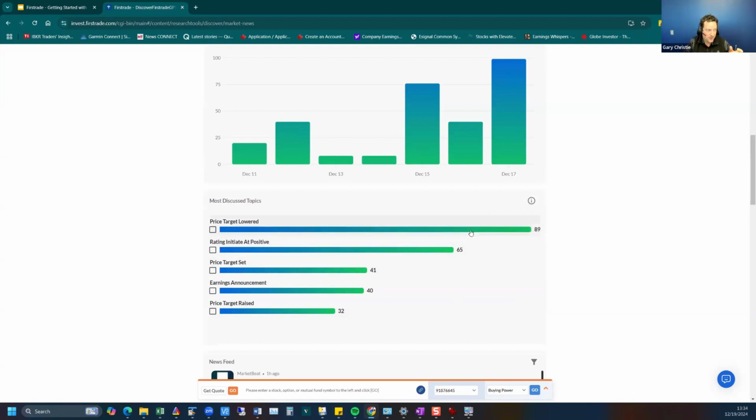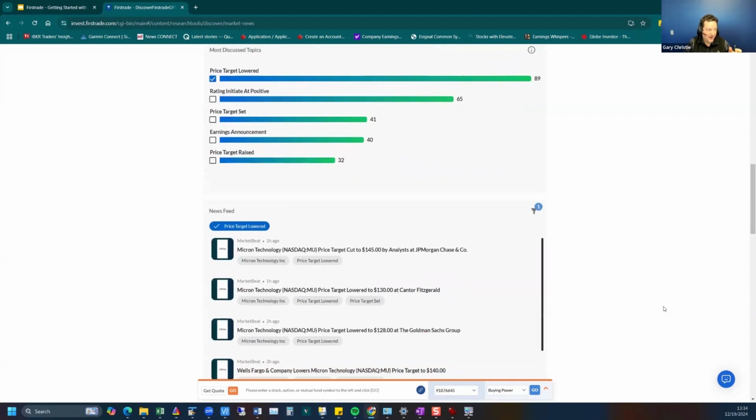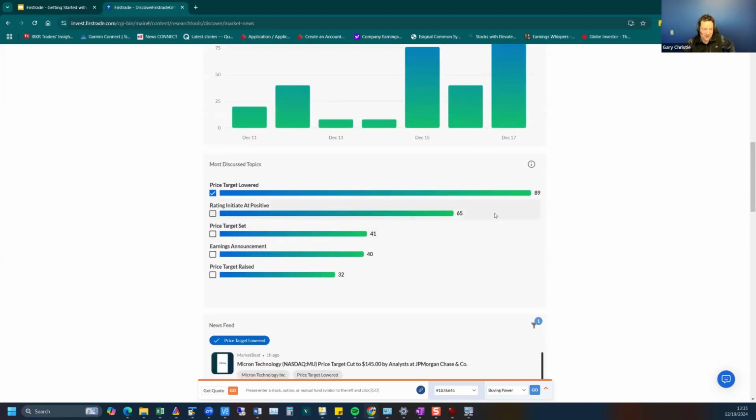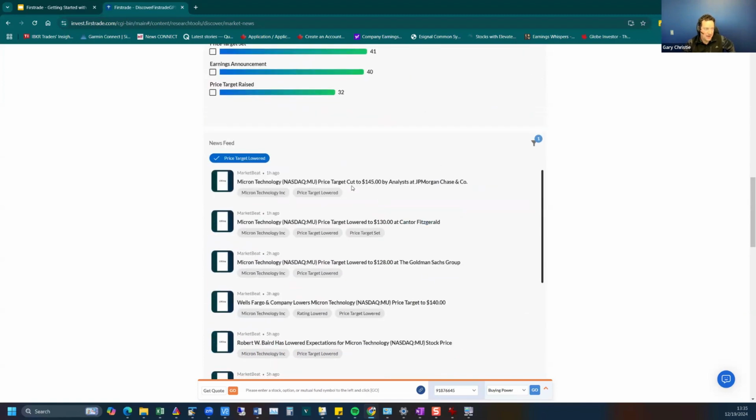which is pretty cool, right? So if I click on price target lowered, I can now find articles that are only around that. So I don't have to read all of the news that sometimes repeats itself. I can focus on what matters to me. I know what matters to me is the stock is bearish, negative sentiment, price target's been lowered, and I want to read about it. Here's the cuts. So we can see cut to 145, cut to 130, 128, all within the last 5 hours, which is phenomenal.